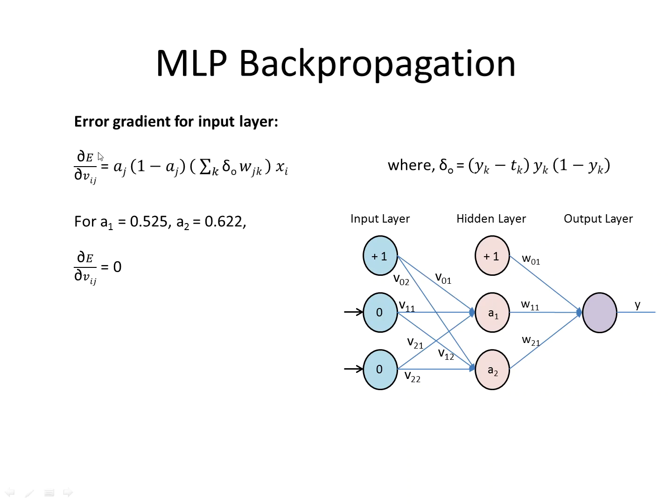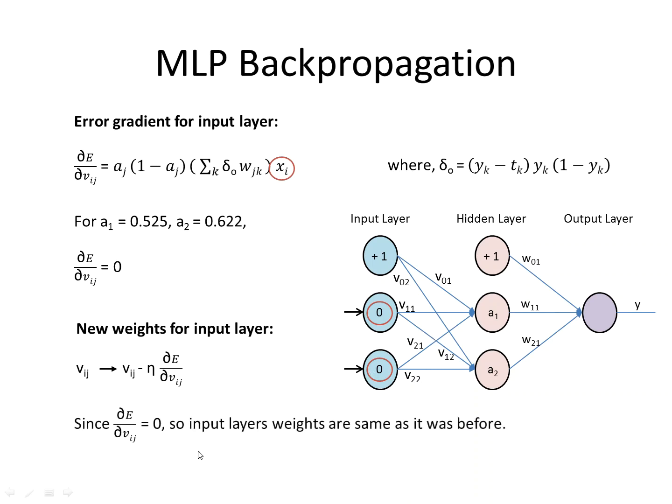For that, the error gradient for the input layer will be calculated by this formula, where we have a delta, and delta can be calculated with this formula. But in this case we can see both the inputs xi are 0, so overall del E upon del Vij will be 0 for both the cases. So as we have xi is 0 0, there will be no weight modification in the input layer, because this error gradient came out to be 0, so the input layer's weights are the same as they were before.